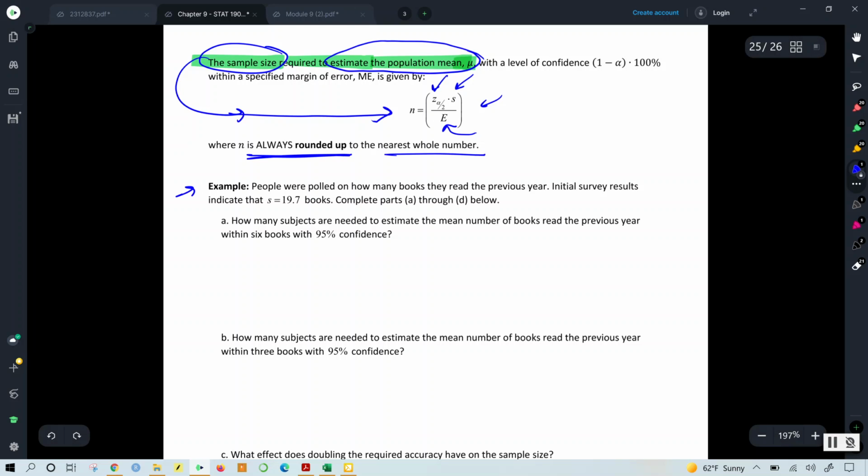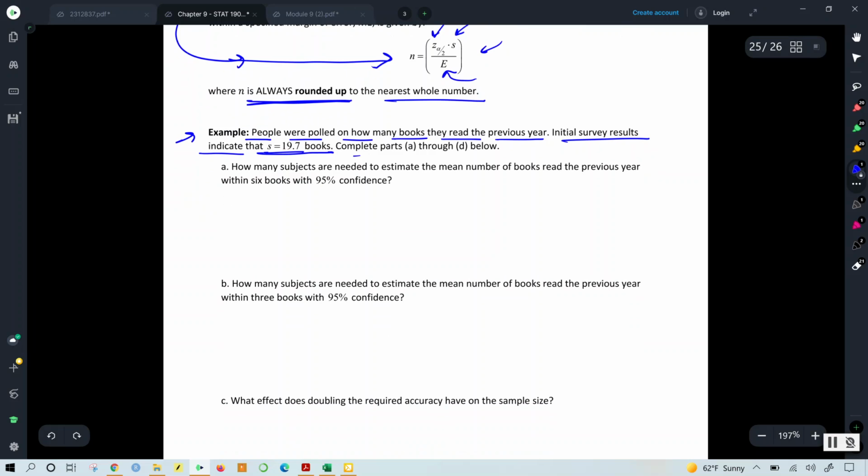So we take an example. People were polled on how many books they read the previous year. Initial survey results indicate that there is a sample standard deviation of 19.7 books. Based on this information, complete parts A through D below. Question A. How many subjects are needed to estimate the mean number of books read the previous year within 6 books with 95% confidence interval?